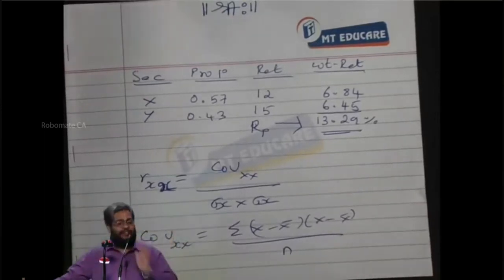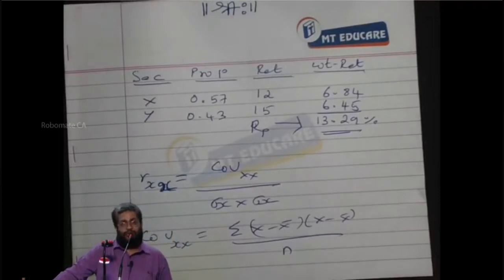Tell me, correlation of x and y is equal to what formula? Covariance of x and y divided by sigma x into sigma y. What is covariance of x and y? Sigma x minus x bar into y minus y bar divided by n. When you have probability, sigma p into x minus x bar into y minus y bar. Respond, are you following or not? No. See.